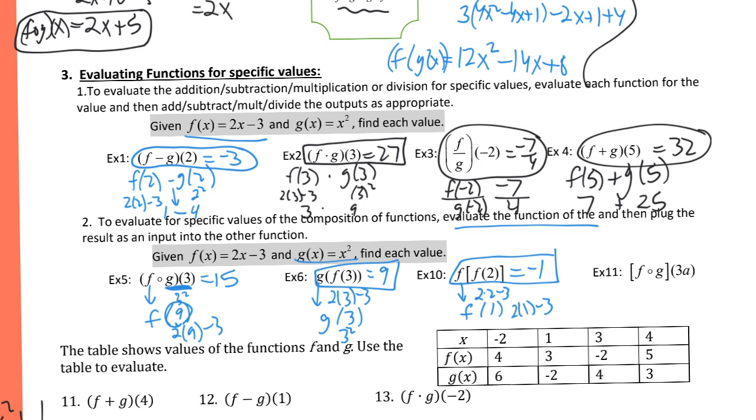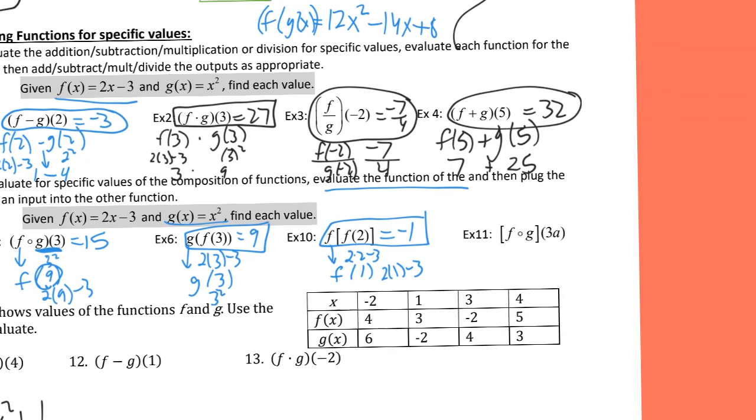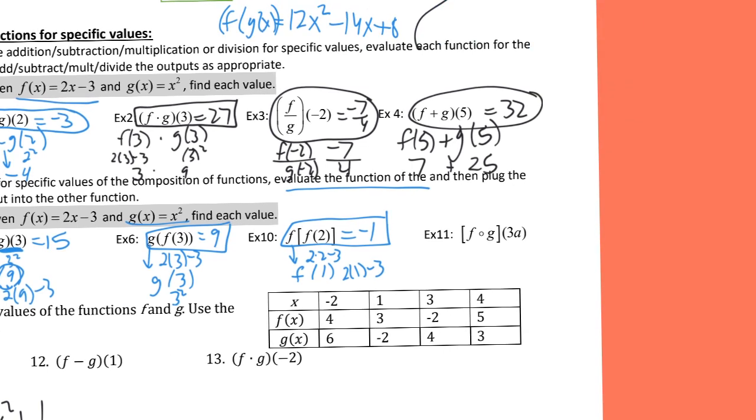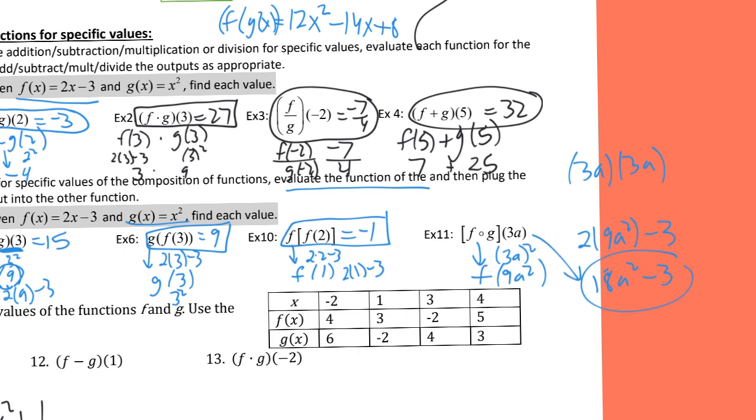And the last one's in terms of 3a. So your answer is going to be in terms of a. So you do g of 3a. I'm going to scooch this over because I'm going to need a little room. So g of 3a says square it. So you take 3a and you square it. Well, 3a times 3a is going to be 9a squared. And you're going to plug that into f, okay? And so if you plug that into f, you're going to do 2 times that. And then you're going to minus 3. And so that's 18a squared and then minus 3. So that's your answer. You could put it right after that.